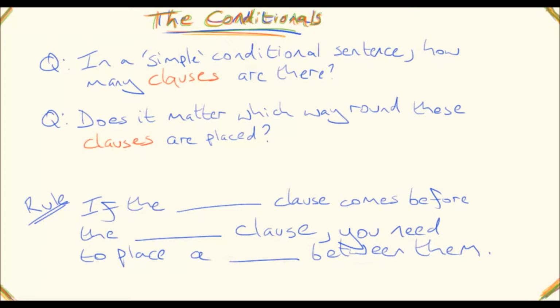In a simple conditional sentence, how many clauses are there? Well, I hope you agree with me that, as we've just seen, there are normally 2 clauses. And indeed, does it matter which way round these clauses are placed? Not at all. Hopefully you agree with me there. And let's have a look at an example of that.